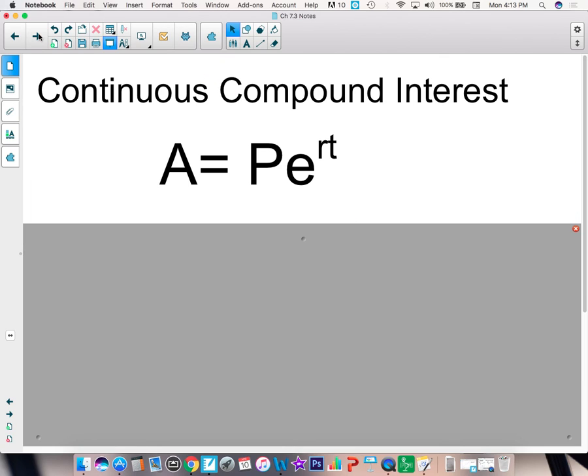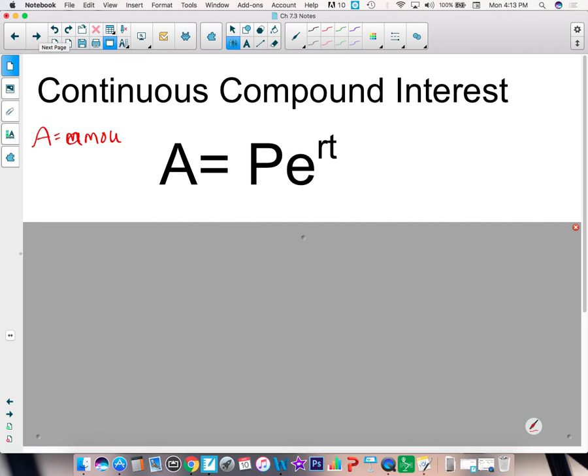So the last example here, we're using continuous compound interest. So go ahead and take 30 seconds or so to write that down. Okay, and the A is the amount we're looking for here. P is your principal, and it's for monetary amounts. R is your rate, and T is your time. Okay, so if you want some extra information on that equation.